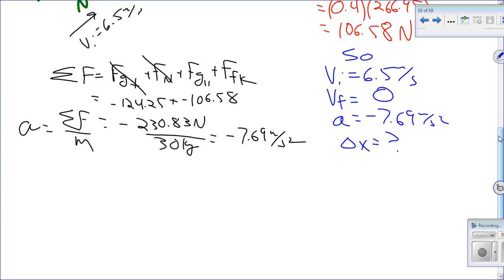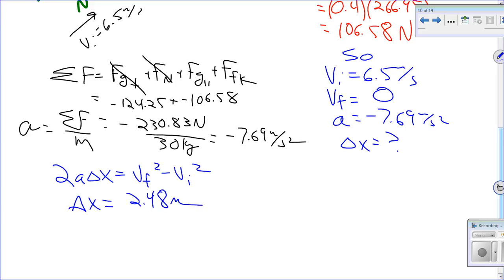All right, so the one that is going to help us here is this guy. We know everything here except for your displacement. So find it, and it ends up being 2.48 meters. Is that right? Or 2.4? Oh, no, that's totally wrong. Don't write that down. 2.75, sorry. Cool?